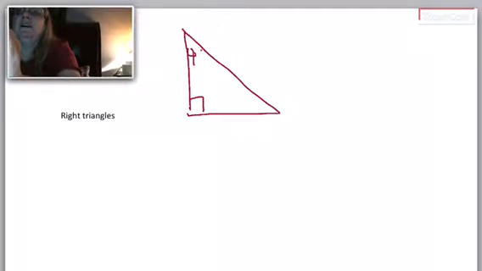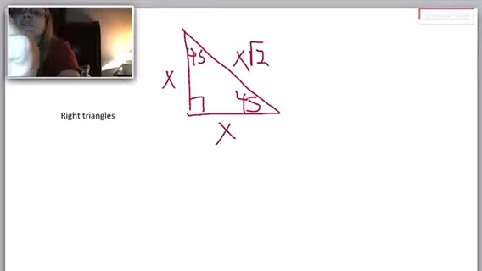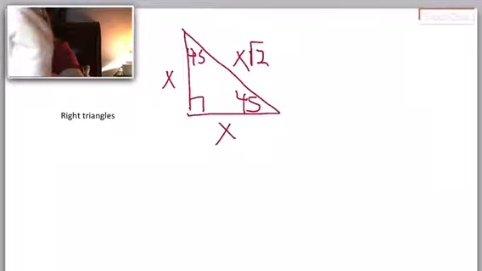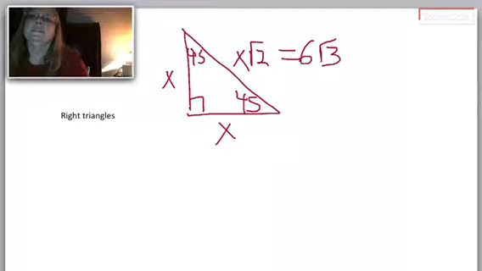So 45, 45, 90. We know the pattern is x, x, and x times the square root of 2. So what happens if this time they tell us that the hypotenuse is 6 times the square root of 3? Now that's not one that I can really tell you the other side of off the top of my head, but I can solve for it.